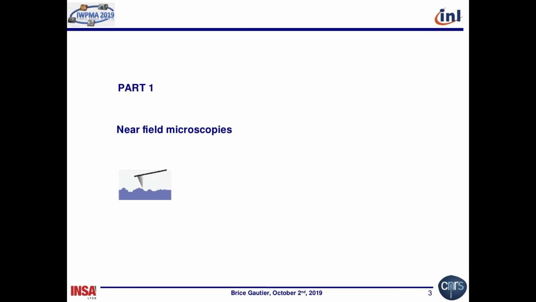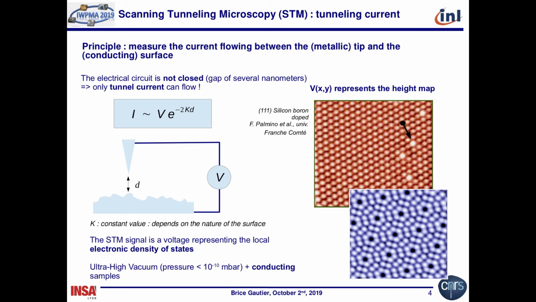So, historically, I like to show these images because this is the first motivation for near field microscopy, the atomic resolution. So the principle of the scanning tunneling microscopy, which was invented before the atomic force microscopy, is always the same. You have a tip that you have to approach very close to the surface. And if you are close enough, then you can measure the tunneling current.